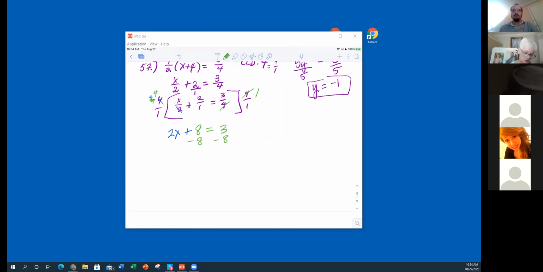Now I'm going to subtract 8 from both sides. That just turns into a simple equation, right? And divide both sides by 2. Now this -5/2 is a perfectly fine answer. You can just leave it -5/2. If you want to write it -2.5, that's fine. But -5/2 is a completely fine answer.